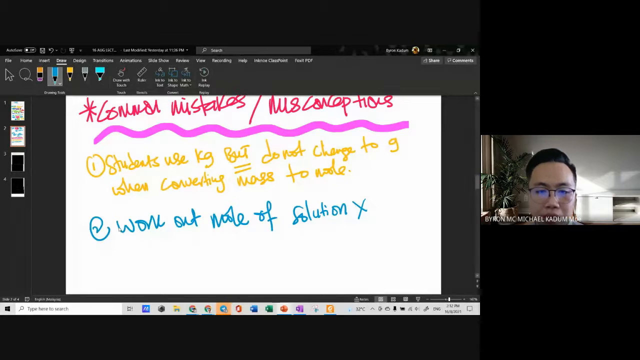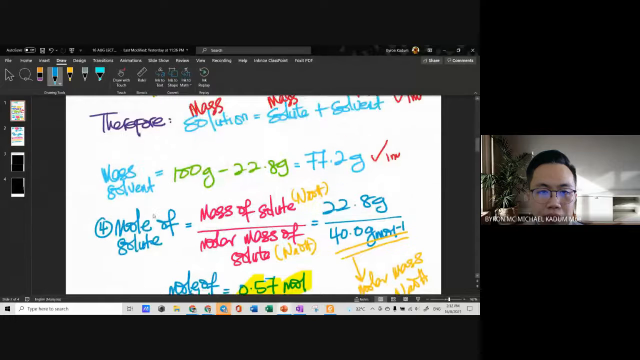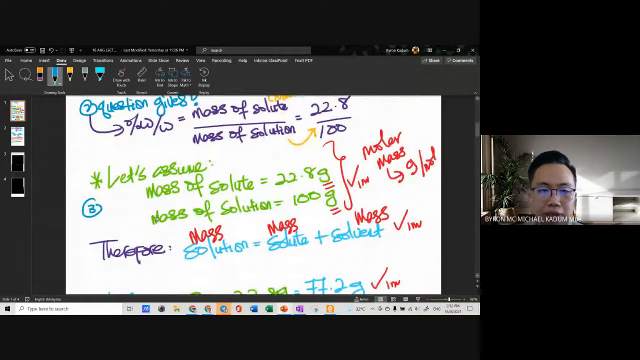What happened over here, because you have mass of solution, yes? If I'm gonna go up right here, mass of solution, 100 grams. Students already understand, oh, mass of solution 100 grams. So, can I add the molar mass of H2O and the molar mass of NaOH, and then we can get the mole right away? That is wrong, okay? And why is it wrong?